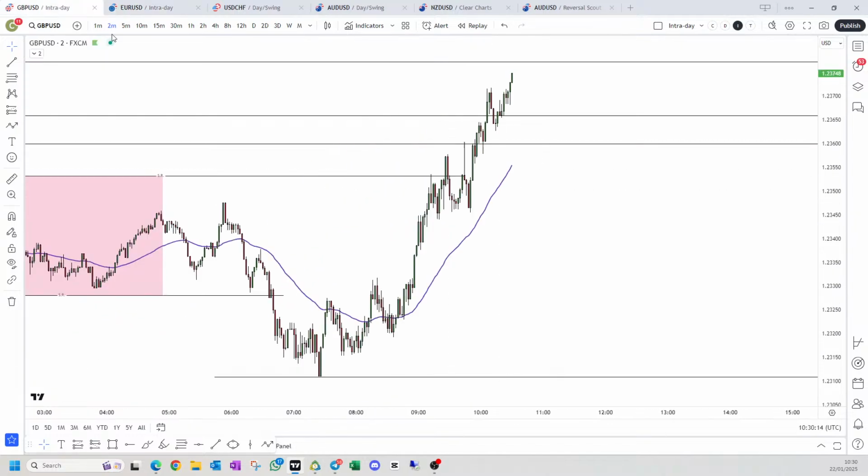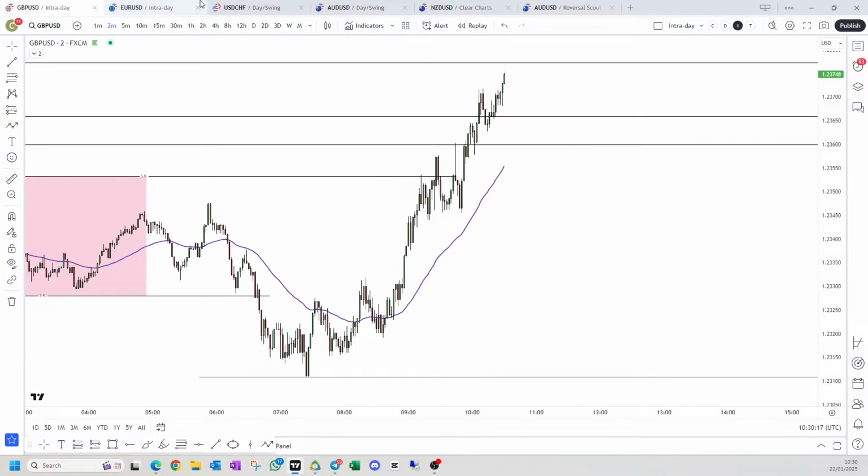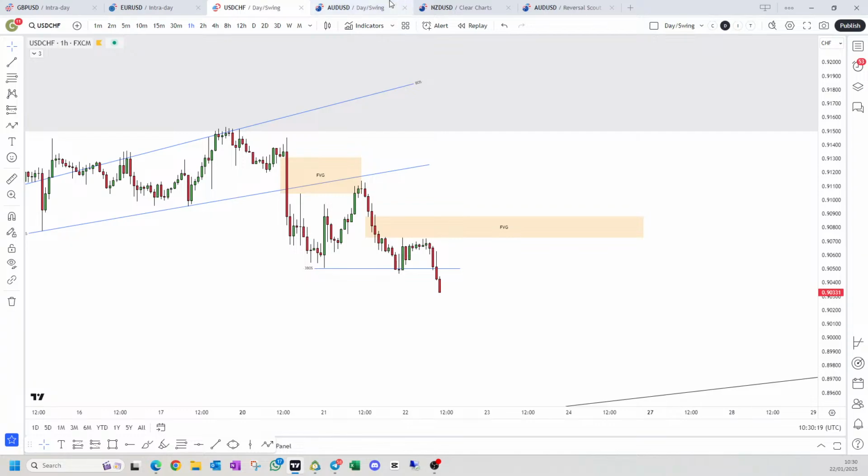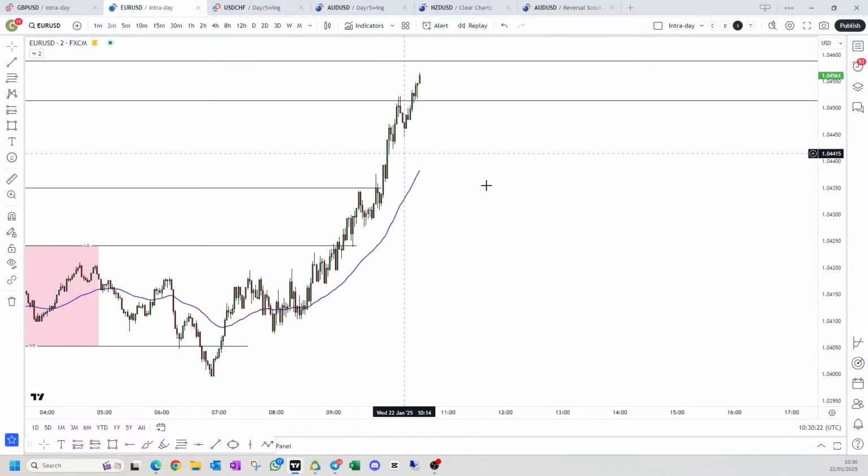Just waiting to see what happens with these change of highs. Just a waiting game at the moment.